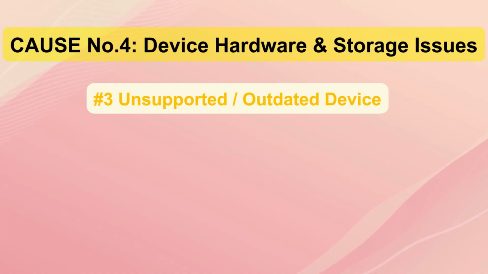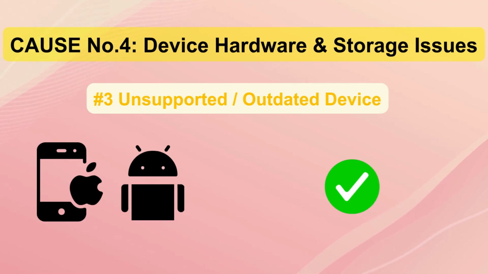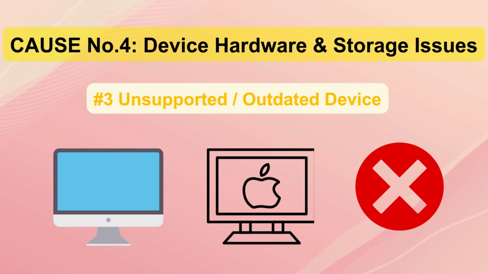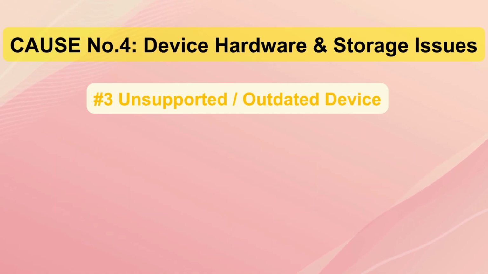Unsupported or outdated device. If none of these fixes work, it might be a problem with your device's compatibility. Netflix downloads are only officially supported on iOS, Android, and Amazon Fire tablets. The Windows Netflix app and all Mac browsers don't support official downloads. So if you're trying to download on a Windows or Mac computer, you'll need a third-party solution.